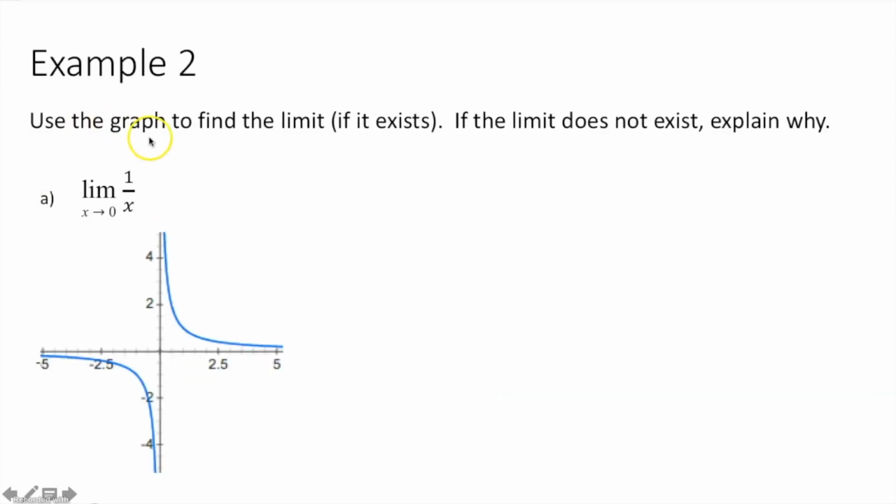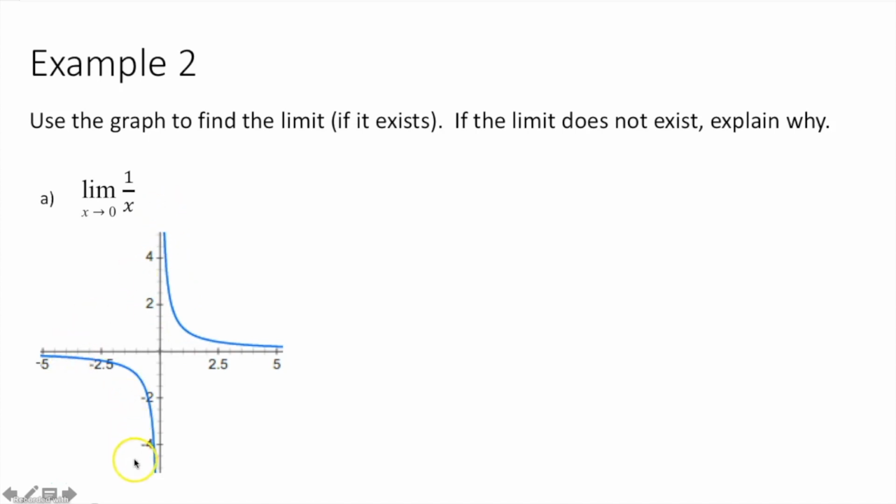Example 2 says use the graph to find the limit if it exists. If the limit does not exist, explain why. So we have the limit as x approaches 0 of 1 over x. You can see that as x approaches 0 from the left side, your y value approaches negative infinity. As x approaches 0 from the right side, your y value approaches positive infinity.